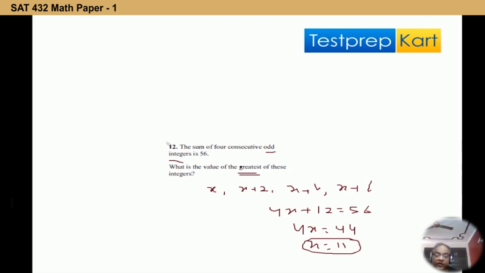What is the value of the greatest? Whereas x is 11. So greatest is which one? This one. And if I add 6 here in the 11, my answer is 17. So the value of the greatest of these integers is 17.